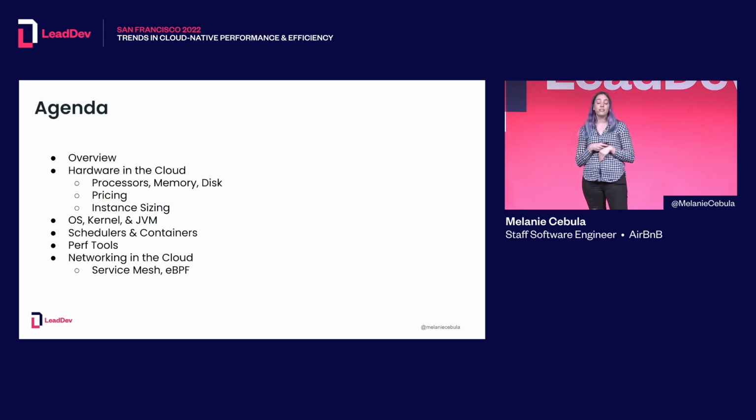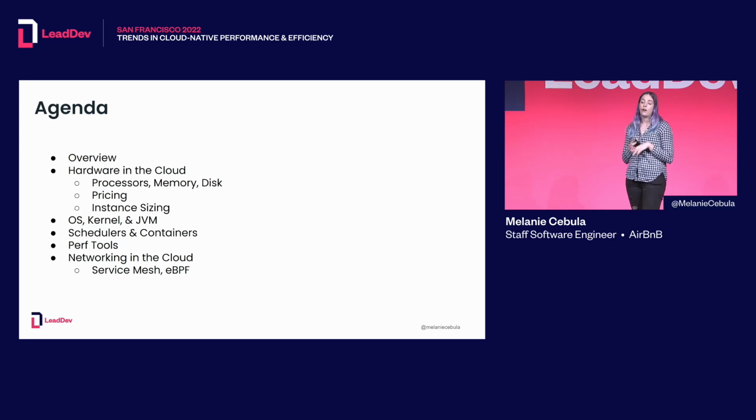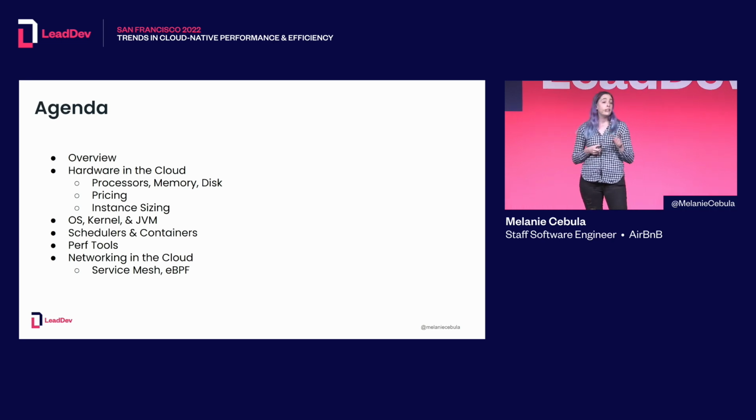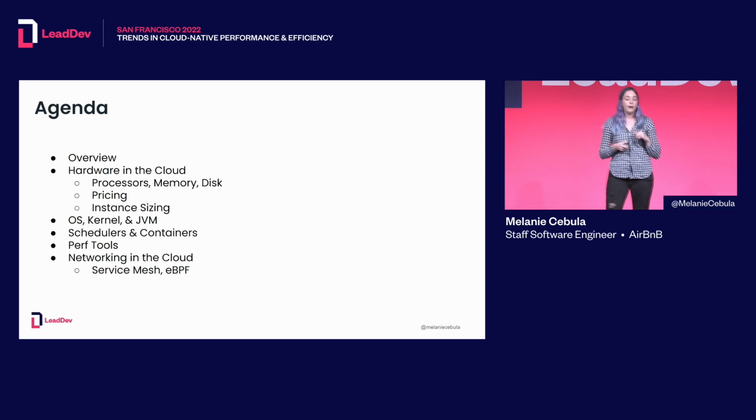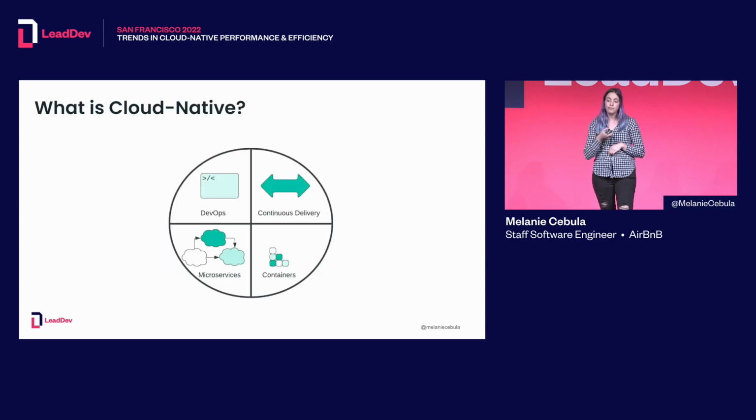Cool. So today's agenda, we have 30 minutes. I'm going to give an overview of the space, then I'm going to talk about the latest hardware in the cloud, particularly with processors, memory, disk, pricing, and instance sizing. Then I'm going to talk a little bit about the OS kernel and JVM, latest updates there. Going to switch to schedulers and containers, perf tools, and then networking in the cloud, particularly a little deep dive on service mesh and new technologies like eBPF.